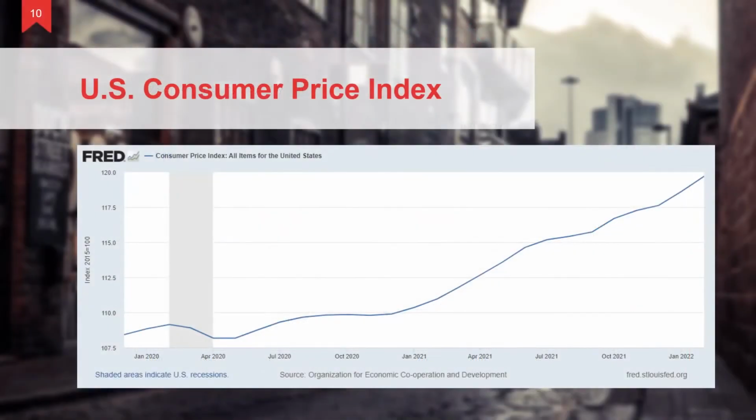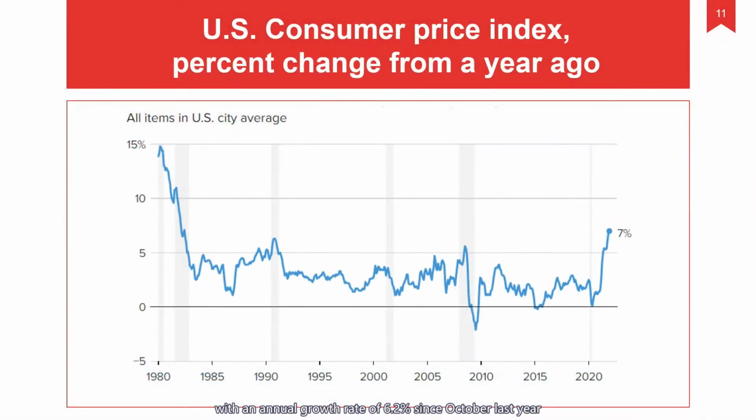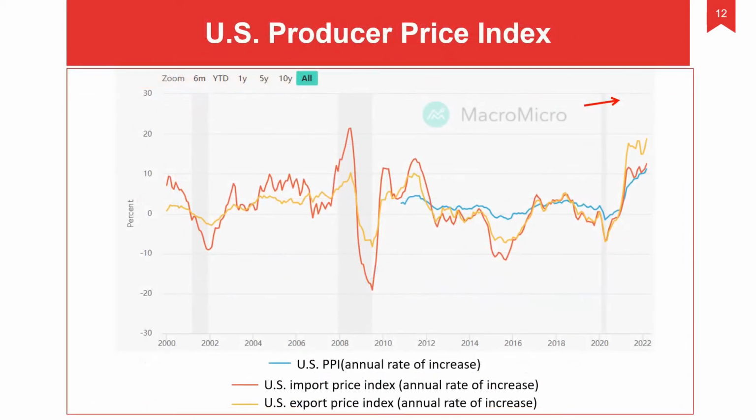According to the chart, the U.S. Consumer Price Index continues to climb, with an annual growth rate of 6.2% since October last year, and inflation hit a 30-year high. The record-breaking increase has sparked concerns and a surge in prices, starting to overwhelm consumers, further undermining the temporary inflation stance previously advocated by U.S. Federal Reserve chair Jerome Powell.